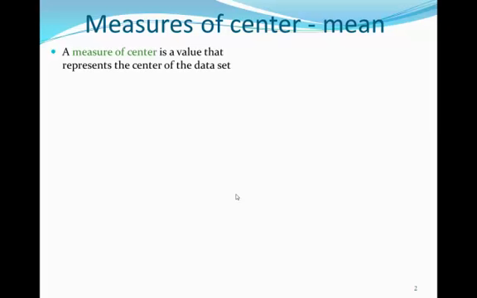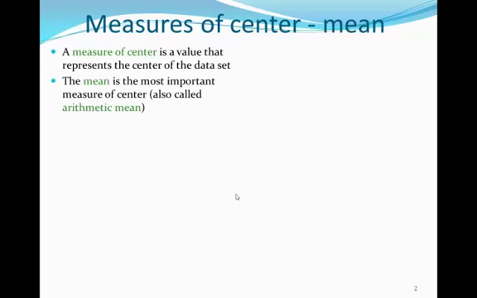The mean is a measure of center, and it represents the center of a data set. The mean is the most important measure of center. It's also called the arithmetic mean. For the sample mean, we use x bar to represent it. Sample mean x bar equals the summation of x divided by n.